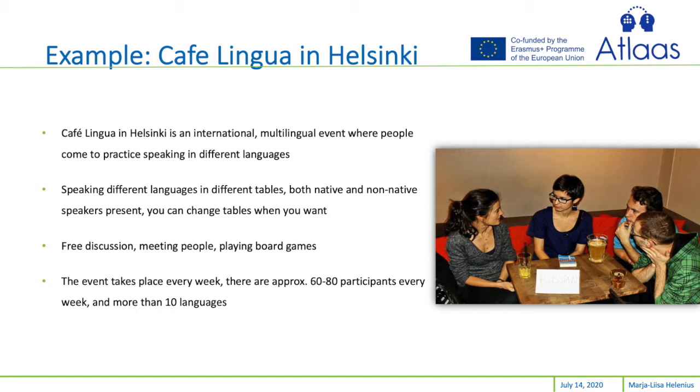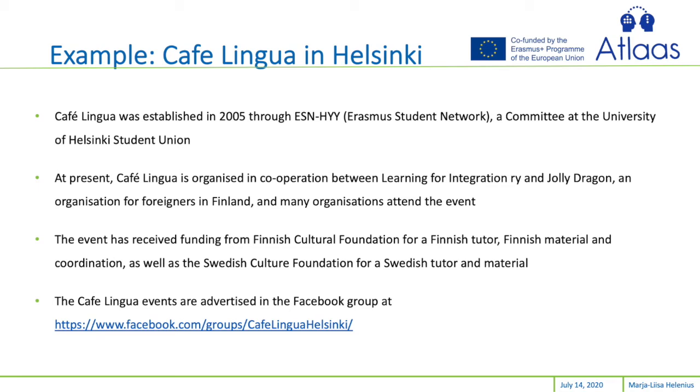And this event takes place every week, and there are approximately 60 to 80 people every week, and more than 10 languages very often at the same time. And the language cafe, Cafe Lingua, was established in 2005 at the University of Helsinki through a student union committee called Erasmus Student Network. And at present, Cafe Lingua is organized in cooperation between Learning for Integration, RY, and Jolly Dragon, which is an organization for foreigners in Finland.